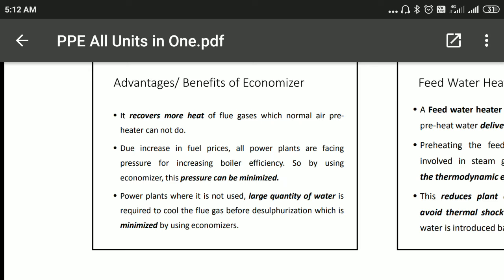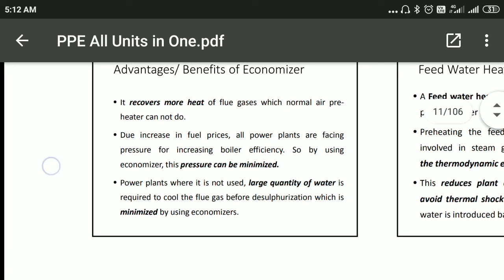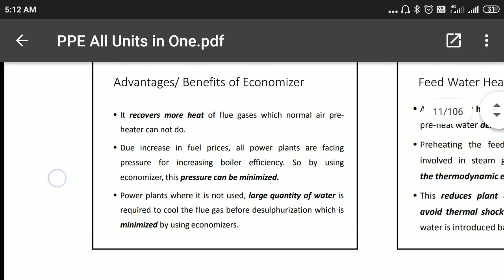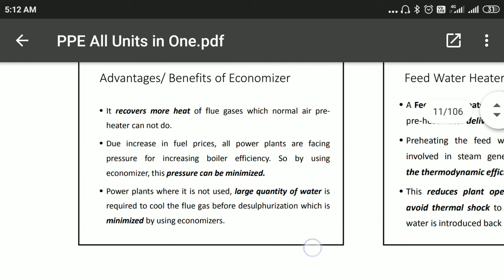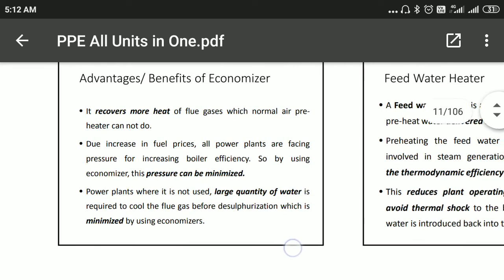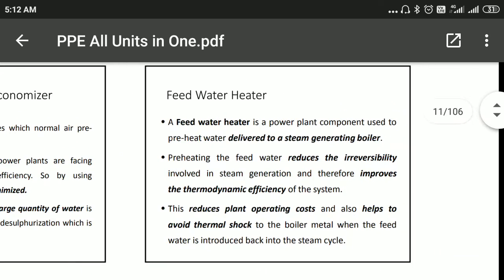In power plants where it is not used, a large quantity of water is required to cool the flue gases before the desulfurization, which is minimized by using the economizer.